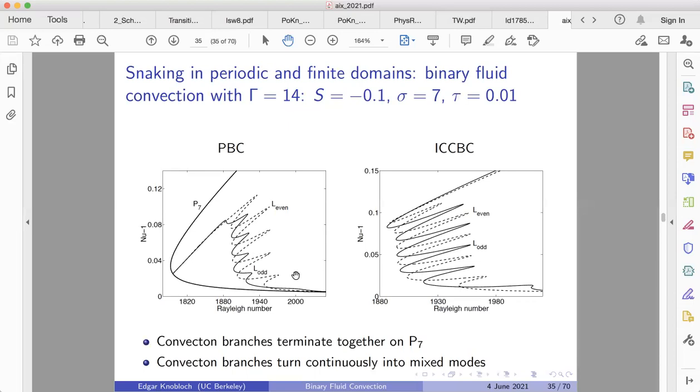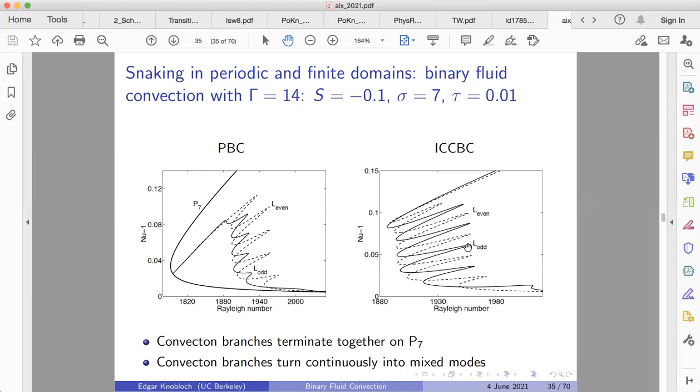I do want to say a couple of things. I'm going to skip this because it'll take too long. There's a comparison between the periodic boundary conditions in the horizontal and what I call insulating closed container boundary conditions. In other words, a box. And the snaking behavior with the periodic boundary conditions is very different from what you see in a closed box. And the reason is primarily because of this pumping effect that we saw. You can see here that the even and the odd states behave differently in the periodic case.